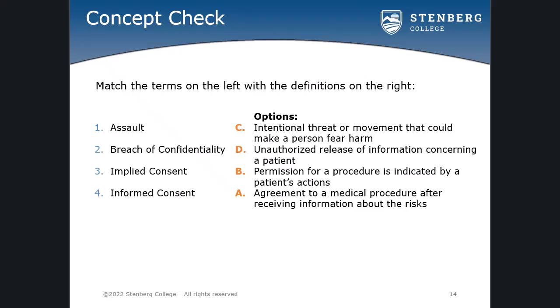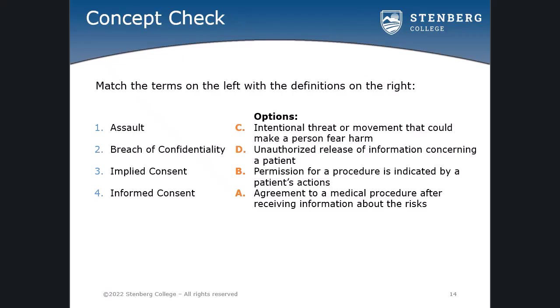And the answers are question 1, assault. The answer is C, intentional threat or movement that could make a person fear harm. It does not need to involve physical contact, just a threat of harm. Question 2, breach of confidentiality. The answer is D, unauthorized release of information concerning a patient. Usually this means medical information.